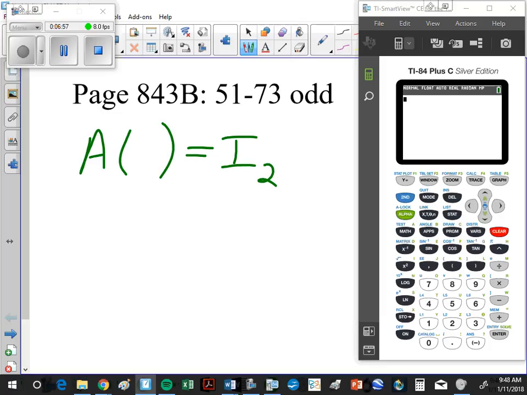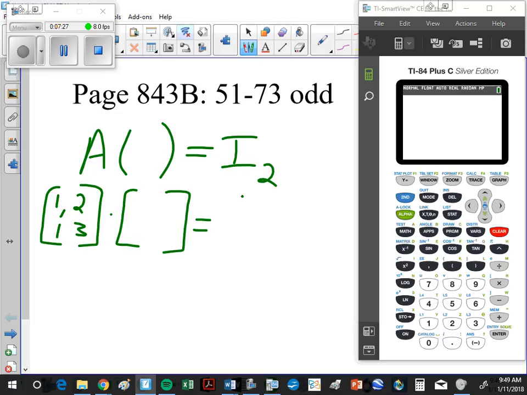So if I know what A is, can I find the inverse, where I can multiply A by something and get I2? So let's pick an A. 1, 2, oh, hold on, I've got to do this right or it's going to be pretty nasty. Let's take this matrix times some unknown matrix is equal to, what does I2 look like? 1, 0, 0, 1. I think this is going to work.